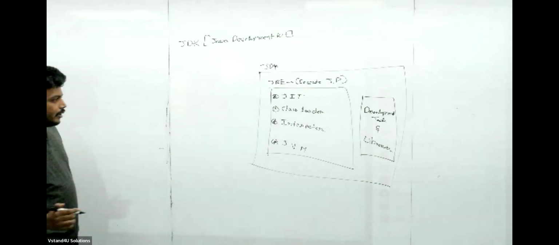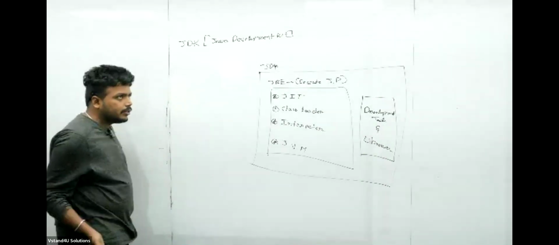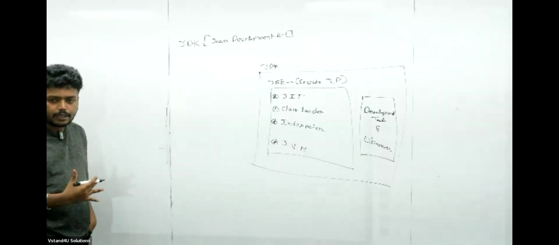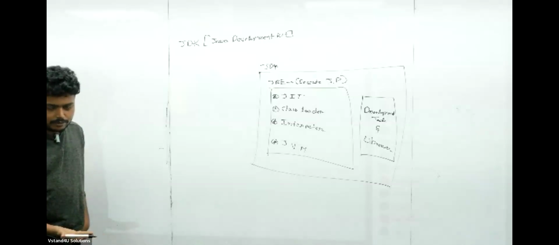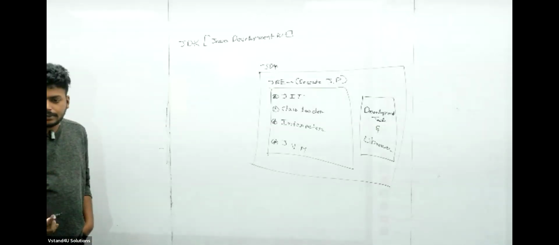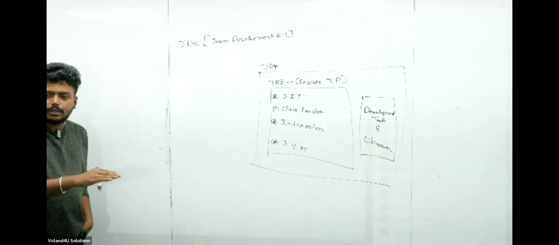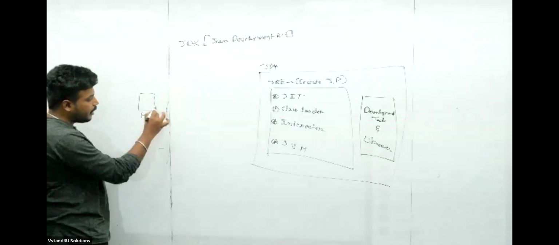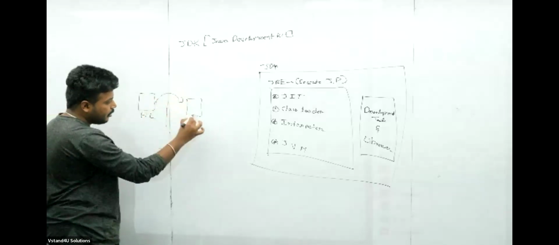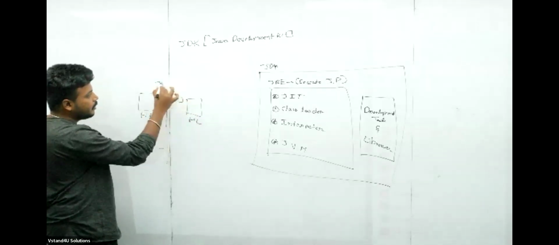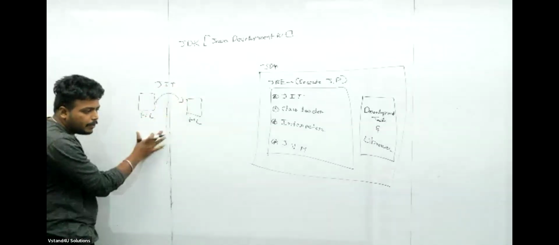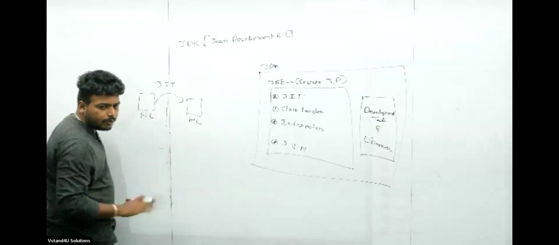Every programming language converts high level programming language to the machine level. What is meant by high level programming language? It is a human understandable programming language. High level programming language to machine level programming language. See, JIT's duty is it will convert the Java program into the machine level program.